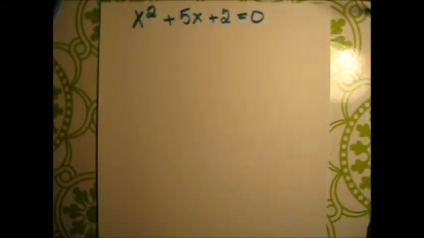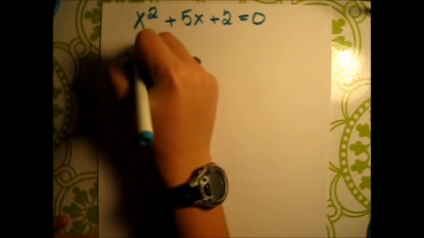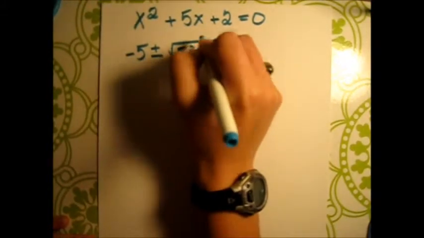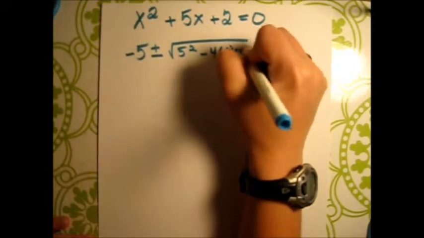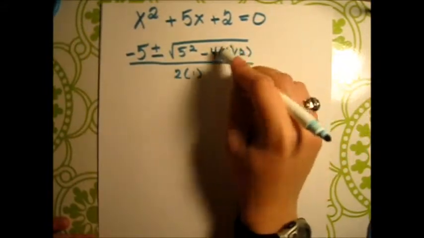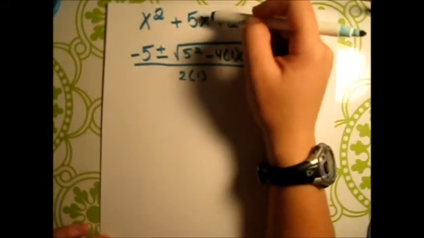Right here. The second question you have on your quiz is x squared plus 5x plus 2 equals 0. So we're going to plug it into your quadratic function, which is negative 5 plus or minus the square root of 5 squared minus 4 times 1 times 2 all over 2 times 1. And the reason that a is 1 is because there is no coefficient in front of the x, which leads us to believe that there is a 1.